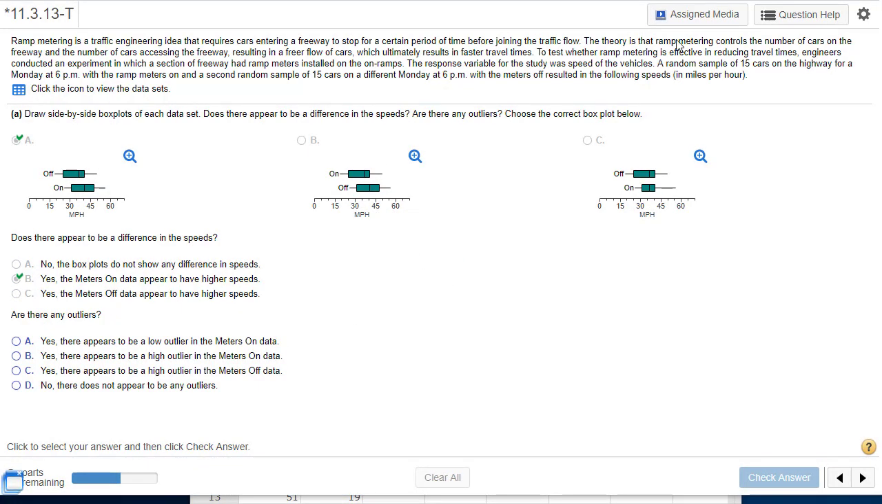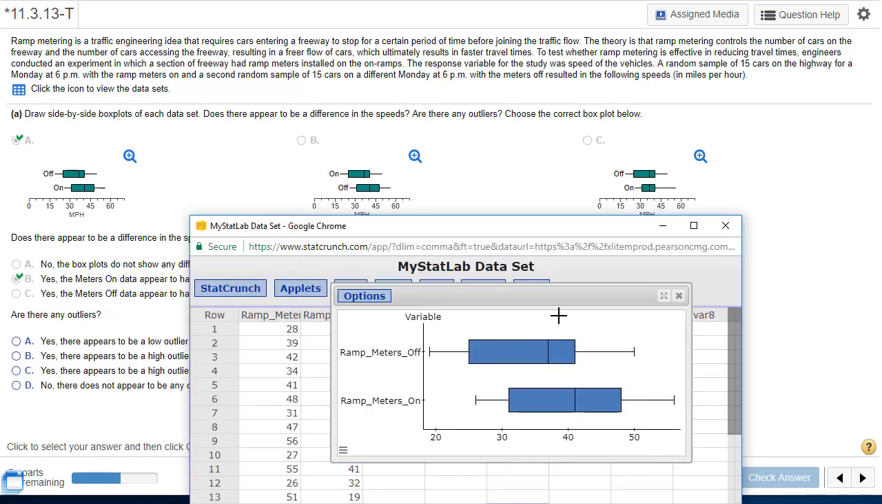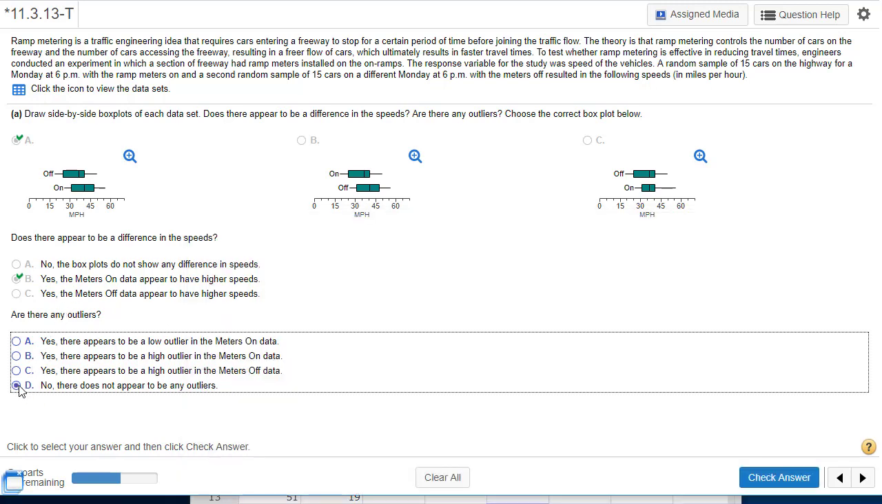Are there any outliers? I had selected that box in StatCrunch to identify outliers, and it didn't identify any outliers. So there don't appear to be any outliers here.